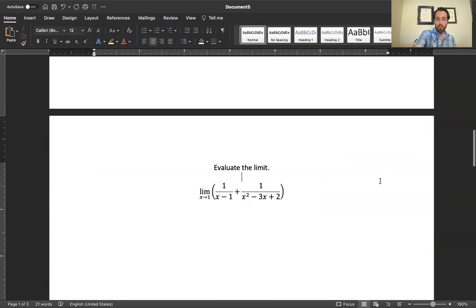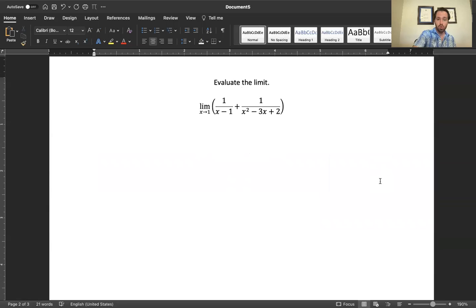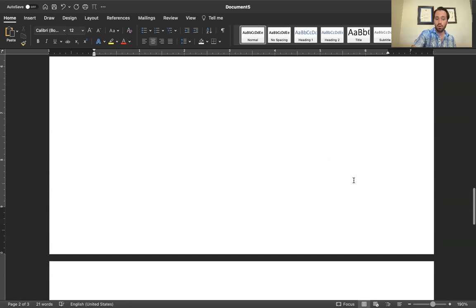That's going to be this limit. Oops, let me get the blinking cursor off there.